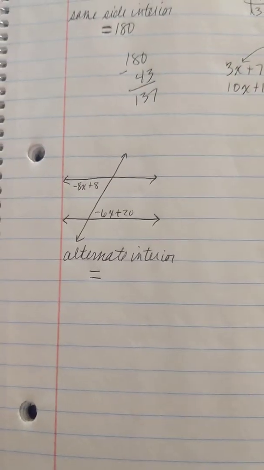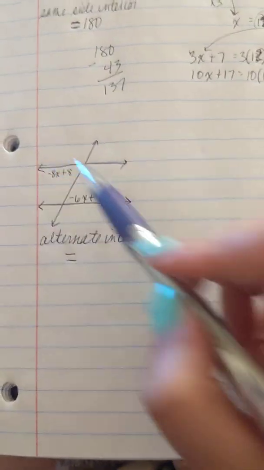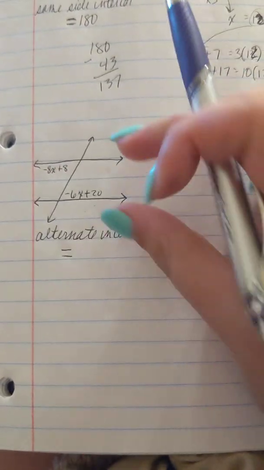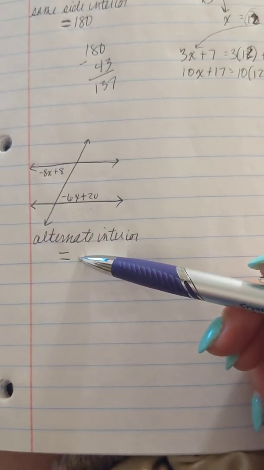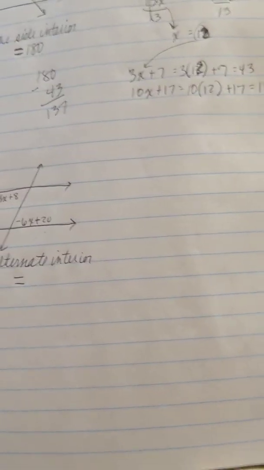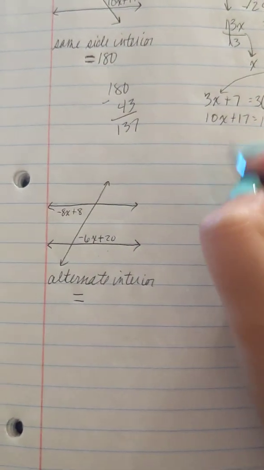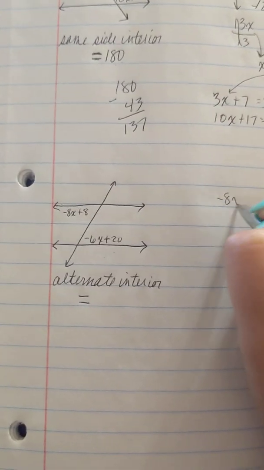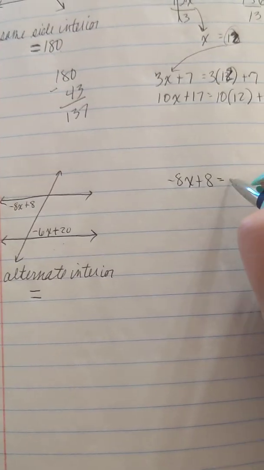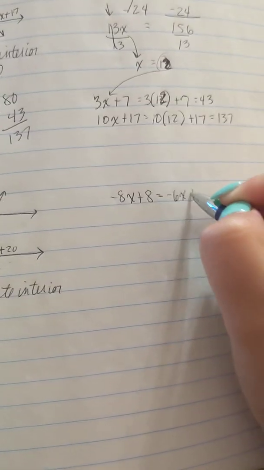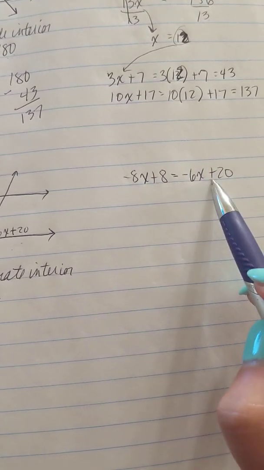So now, let's say we have an example where we have alternate interior angles. So alternate, remember, they're on opposite sides of the transversal line. Interior means inside the parallel lines. And alternate interior angles are going to be congruent. They're going to equal each other. So I'm going to set this up. So I'm going to do my first value, which is negative 8x plus 8 equals negative 6x plus 20. Now I'm putting them as equal because they're congruent, so they're going to equal each other.